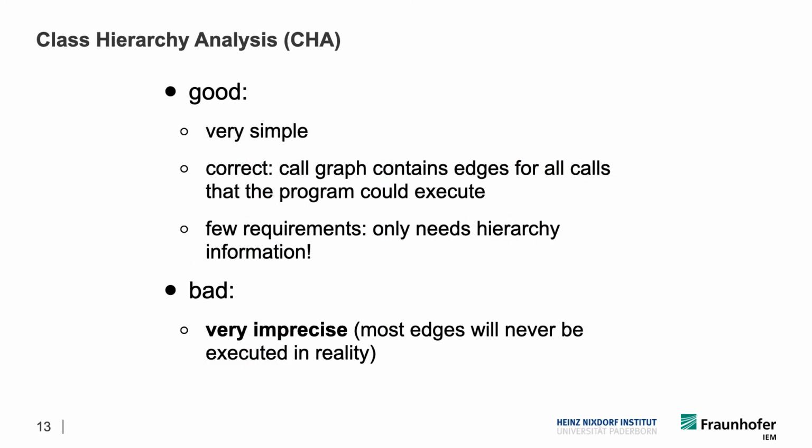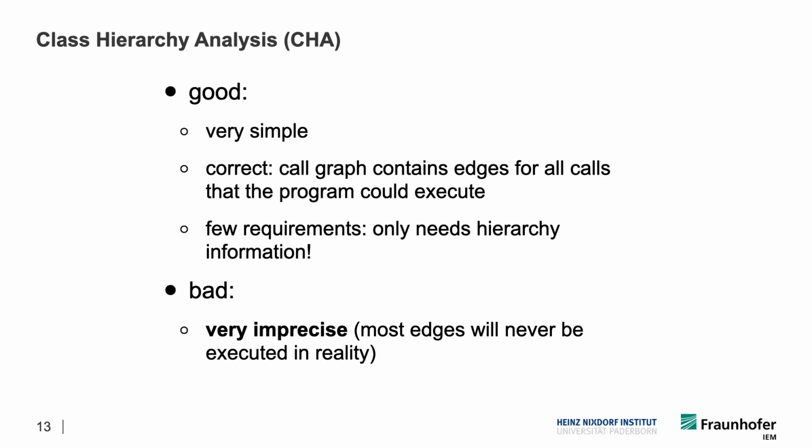So the good thing about CHA is that it's very simple, and it always gives you a correct answer, right? So the call graph definitely contains edges for all calls that the program could execute. So you're always guaranteed to get a sound answer. And what's really nice about it is that it has very few requirements. So you only need to know the class hierarchy information, which is something that usually you always have access to. In particular, you do not need to know anything about which types are instantiated or how they are being assigned to certain variables, which is a requirement for most of the other algorithms that we will be talking about.